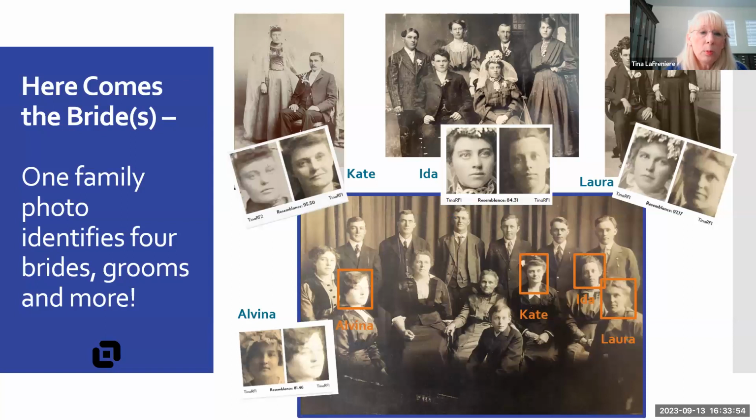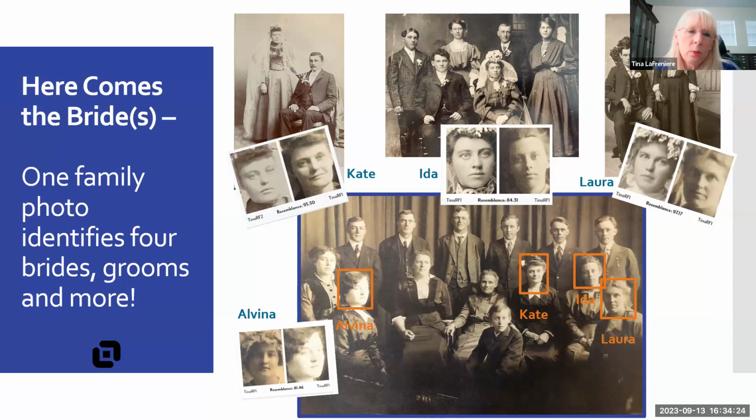Family photos can help you identify unmarked wedding photos. None of these wedding photos were labeled. The one in the upper left did have written "Emmy?" on the back, but I wouldn't call that a real identification. This one family photo taken around 1912 helped me identify 4 of my unknown brides in my wedding photos: Kate, Ida, Laura, and Alvina, which is great.